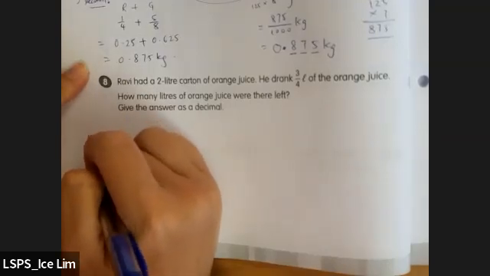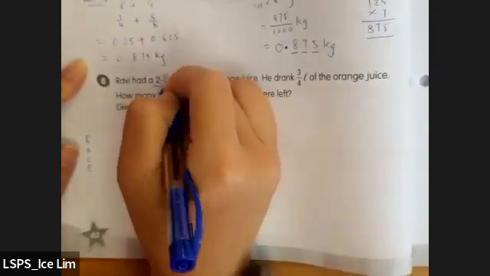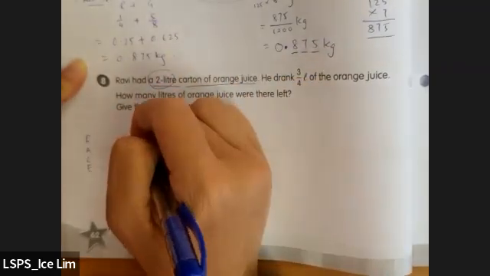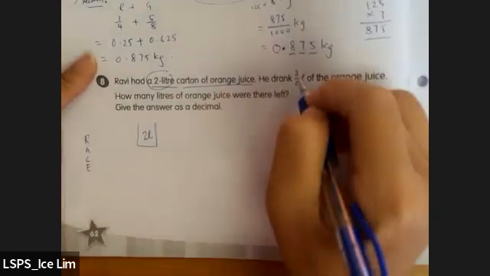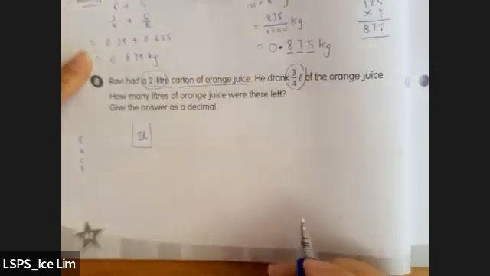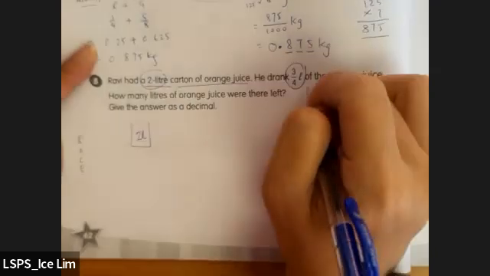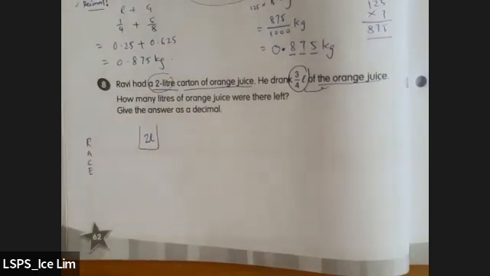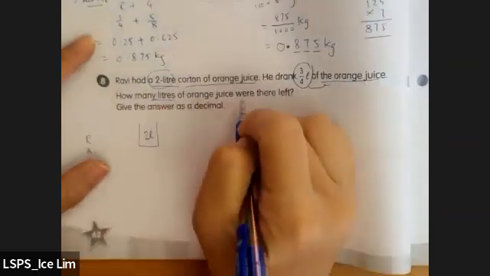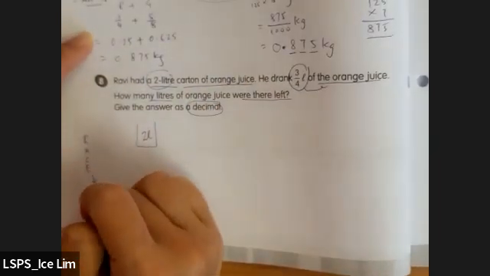Ravi had a 2-liter carton of orange juice. 2 liter, that means this carton of orange juice is 2 liters. And he drank 3/4 liter of the juice. Not 3/4 of the juice, 3/4 liter of the orange juice. How many liters of juice were left? Give your answer as a decimal again. Make sure it's a decimal.